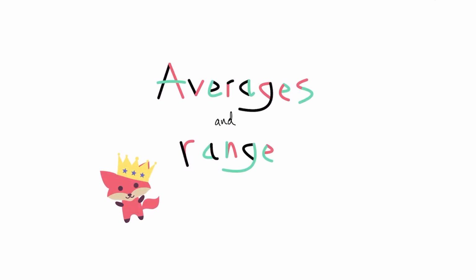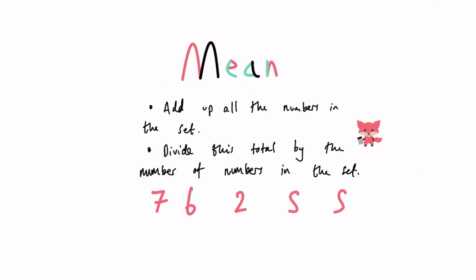Hello, and welcome to this video on averages and range. Here we'll discuss the different types of average, namely the mean, the median, and the mode, as well as the range. Average means kind of the middle or something typical, but mathematically we have three types of average. We're going to start with the mean.